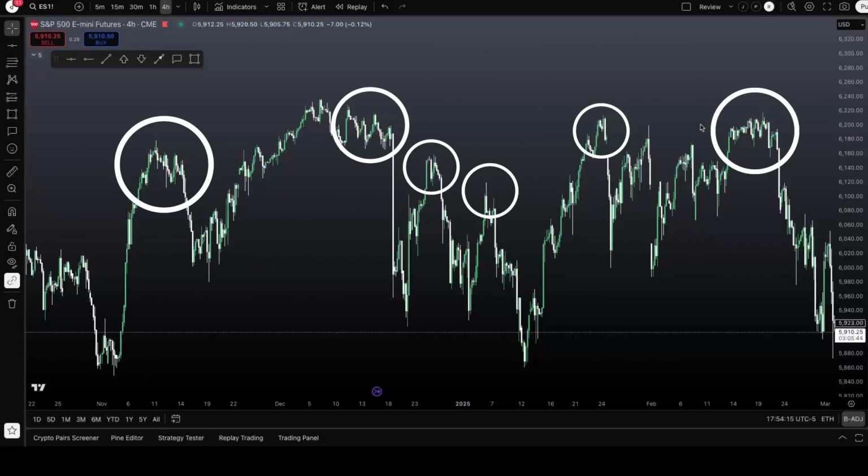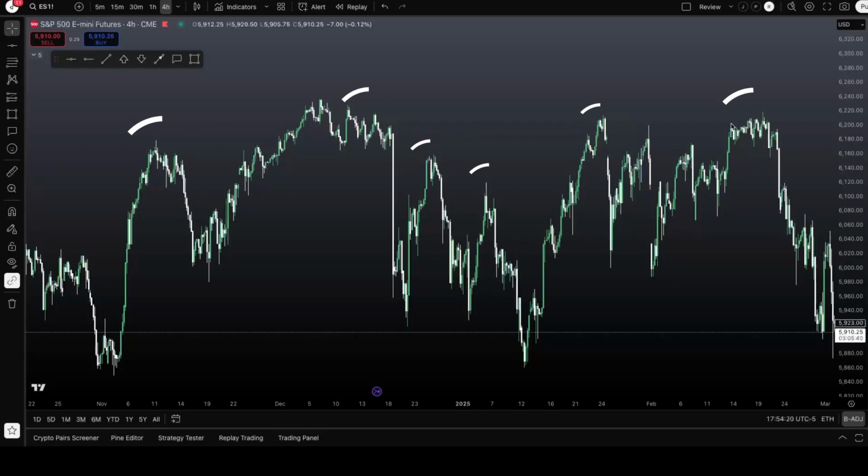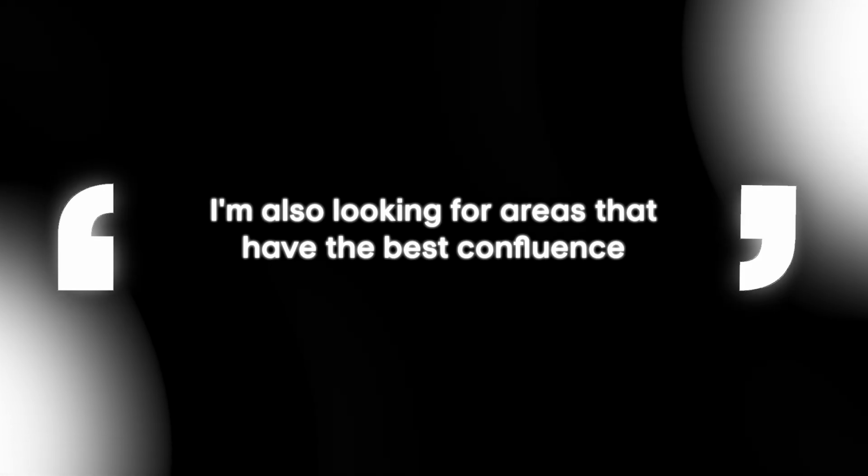So if I'm looking at this chart, I'm looking at areas where there was a strong rejection, where price had a strong sell-off, and I'm also looking for areas that have the best confluence between multiple touch points.